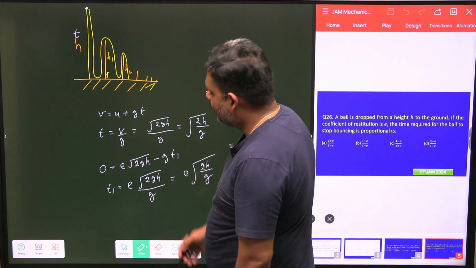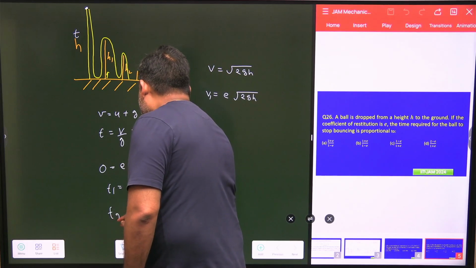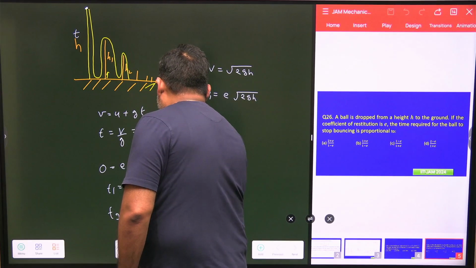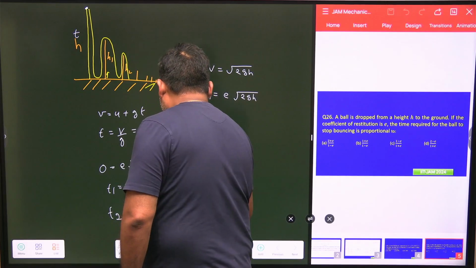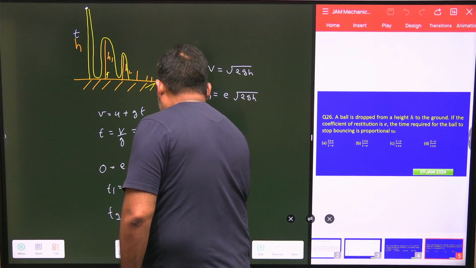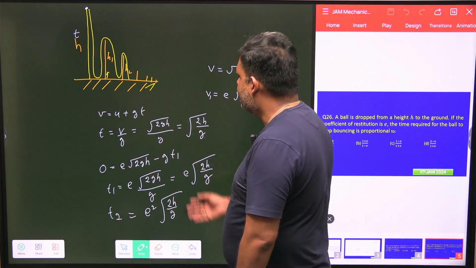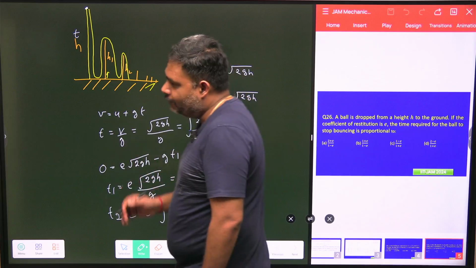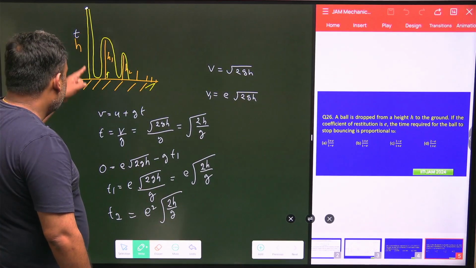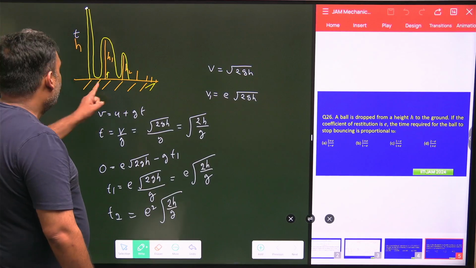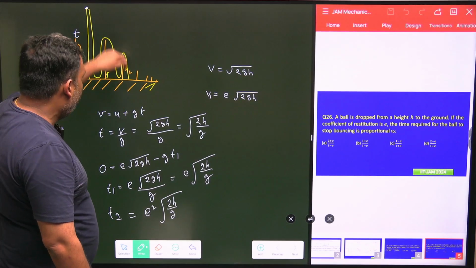So similarly, we can find the second time, third time. What will be t2? We can easily calculate that t2 will be e square times root under 2h upon g. And it will just go into one particular series. So how will we write the time? Here we have to keep this in mind: the first time is just t, and after that every time will be 2 times. It will go up and it will go down.